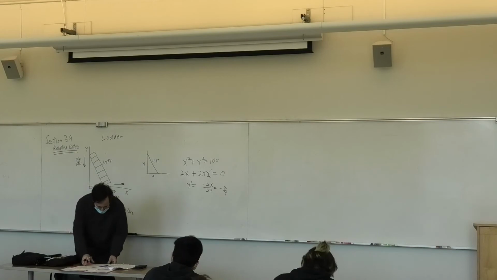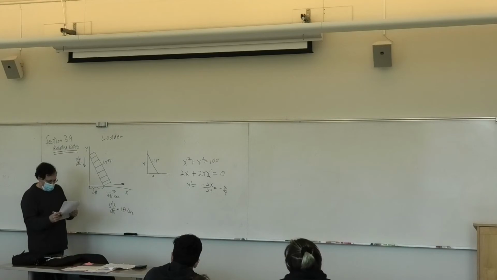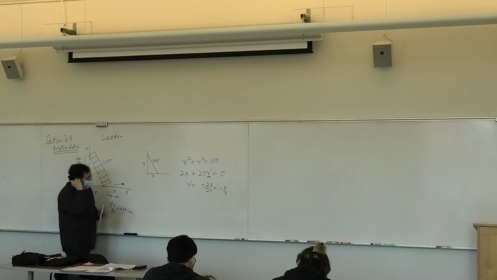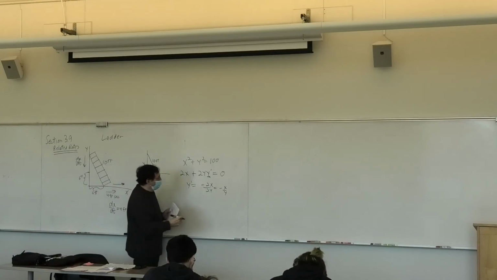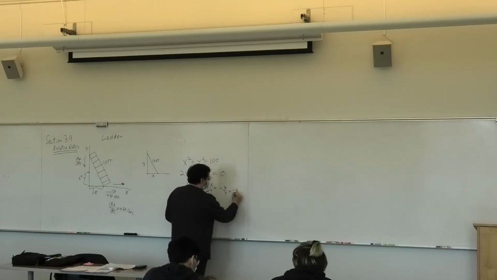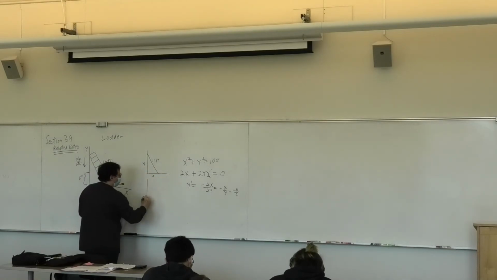And what else do they give us? They want to know at what rate it is falling when the bottom is 6 feet from the wall. Well, that's nice. They're using the same axis we're using. Well, we know this is negative x over 6. What's x when y is 6? 6, 10.